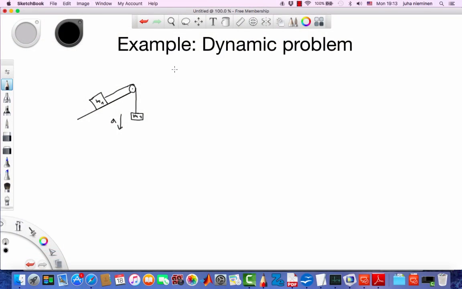In this problem we have accelerating bodies, so we have to resort to Newton's second law. Two boxes have been connected via a pulley and a rope, and as the figure shows, mass 2 is accelerating down, which means that mass 1 is also accelerating. We would like to solve the magnitude of this acceleration.